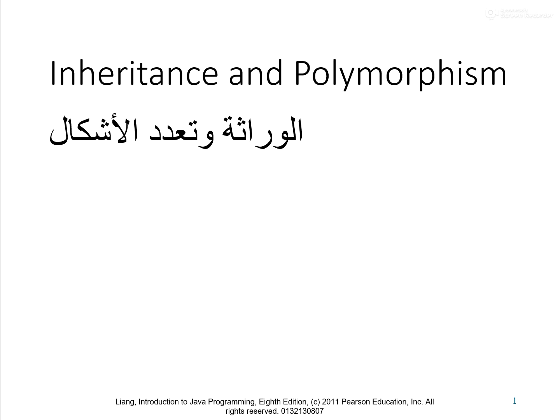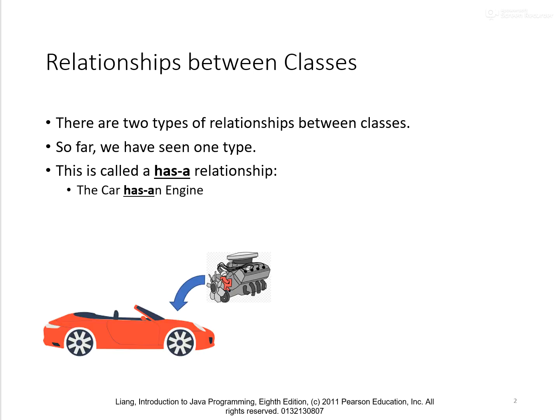So let me begin by talking about some of the relationships that we have seen between classes. So far, there are actually two types of relationships we can have between classes. So far, we have seen only one type. The type that we have seen is called a has-a relationship. Kind of like when you say the car has an engine, right? The engine is a part of the car. That's one type of relationship.